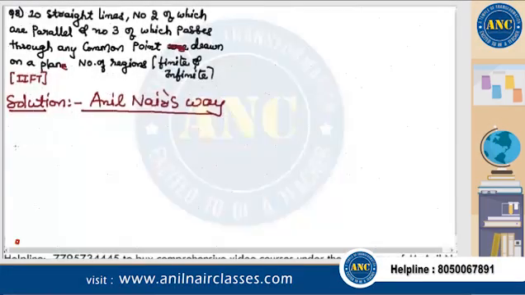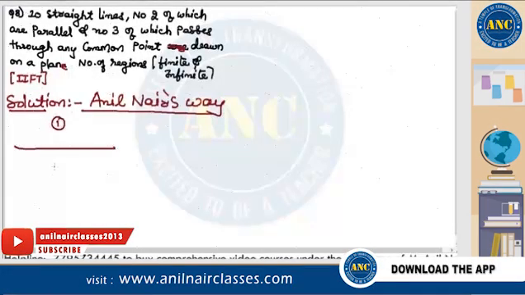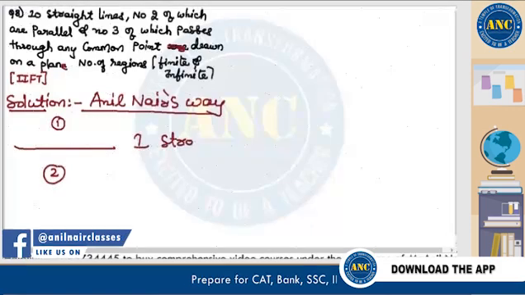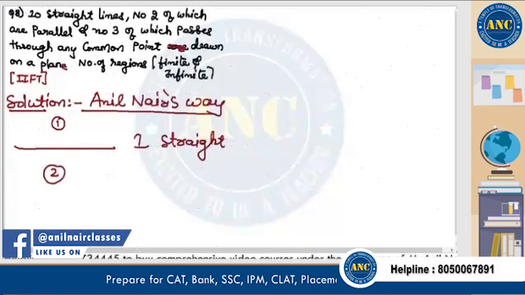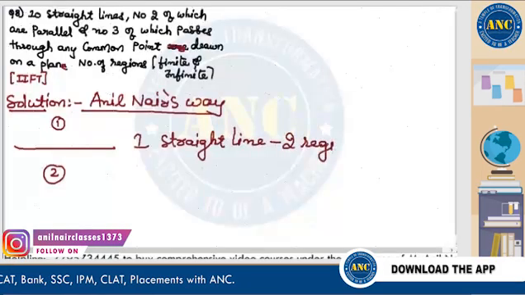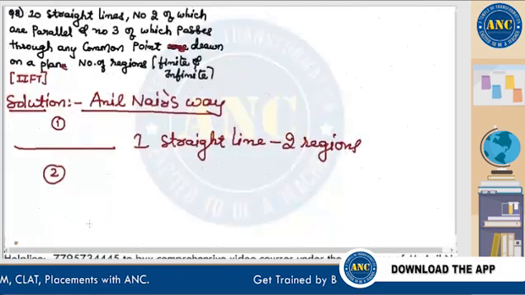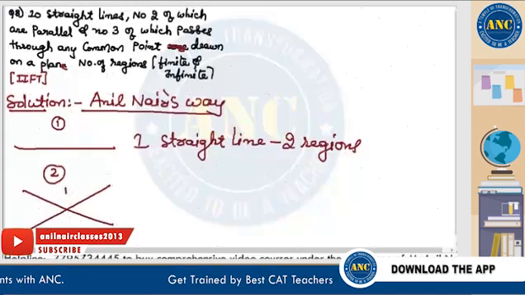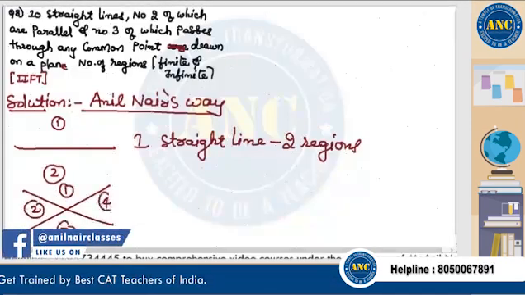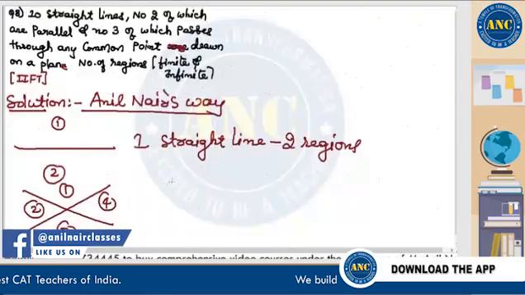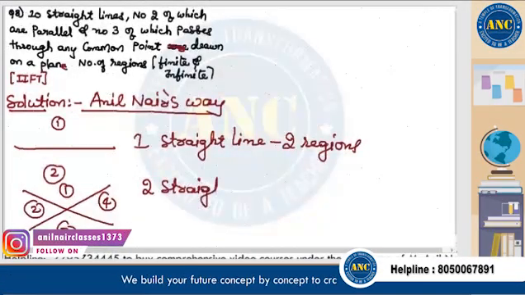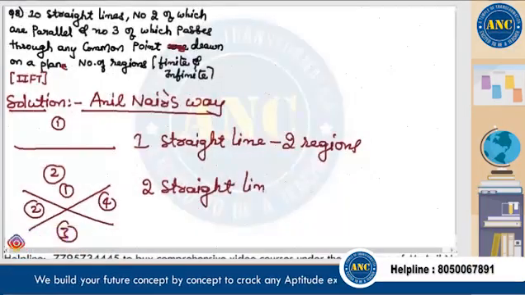Now, one straight line. If I take one straight line, how many regions do I get? Just a common sense approach. One straight line, I got 2 regions. Now 2 straight lines, if I take. None of them should be parallel. So if I take 2 straight lines, I got a total of 4 regions.